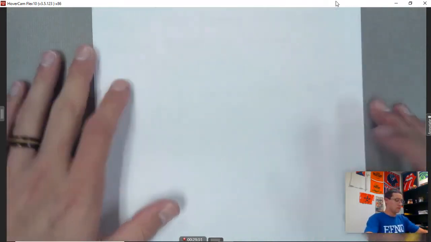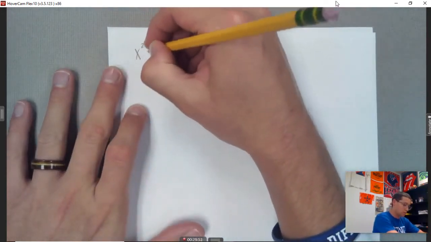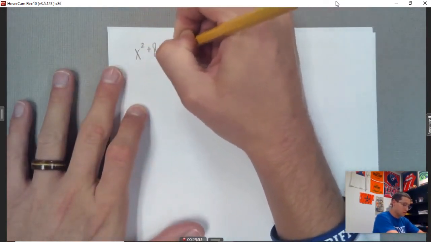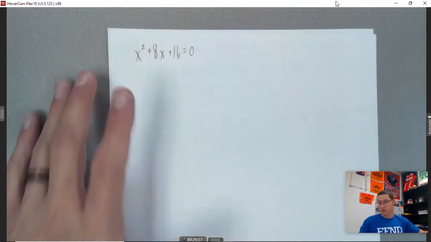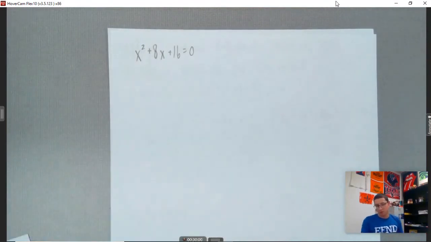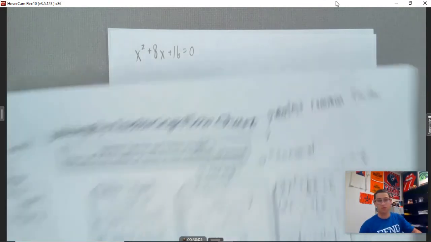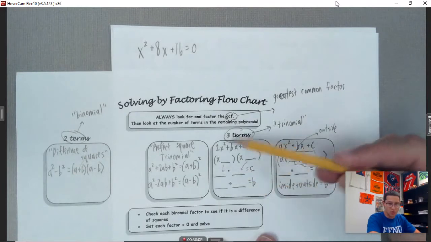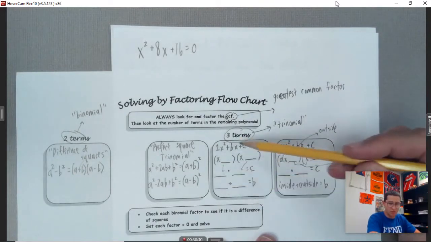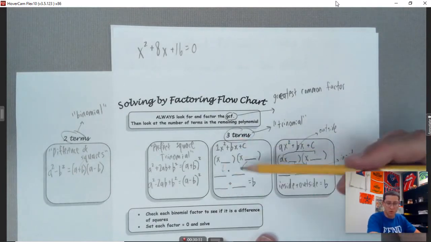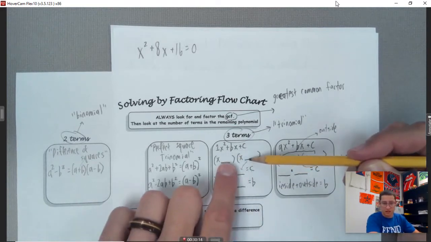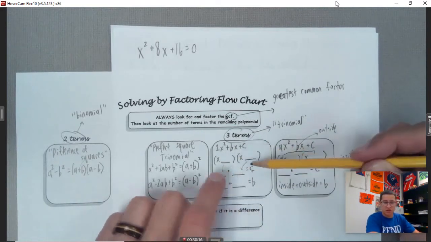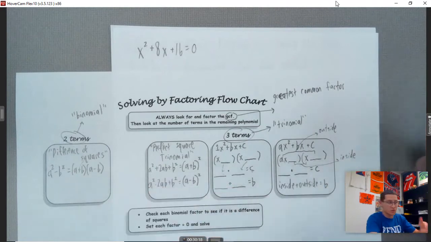Okay, let's say I have something like this: x squared plus 8x plus 16 is equal to 0. Now you've got options here. You can treat it like it's your normal three-term trinomial, right? Where the n times the n is equal to c, and the n plus the n is equal to b. You can treat it like that.